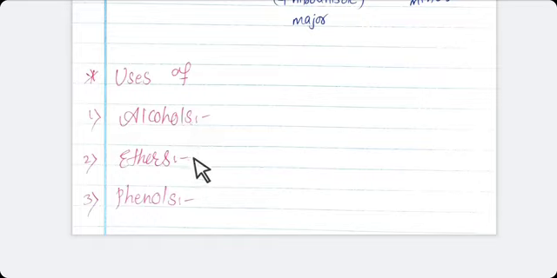Next is uses of ether. In uses of ether, again two uses are there. Earlier, diethyl ether was used as a general anesthetic in surgical operations. And the second one is that diethyl ether is used as a solvent for Grignard reagent, fat, waxes, oil, etc.